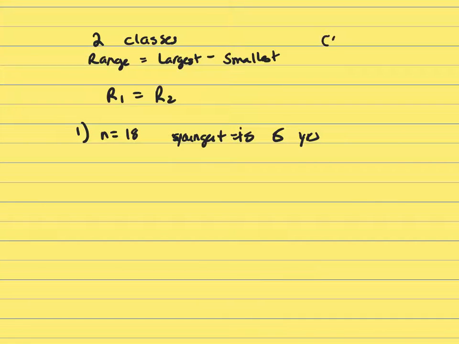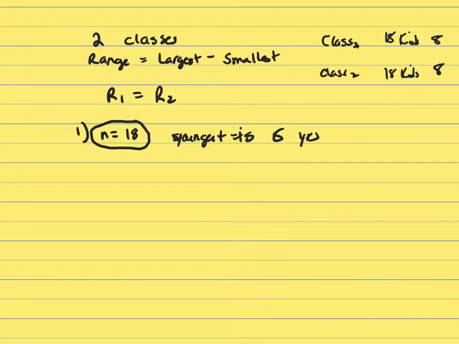So I've got these two classes, class 1 and class 2, and there's 18 kids in each. And I know the youngest is 8 years old. But I don't know what the greatest age is. So that didn't help me. The number of kids in the classroom doesn't help me find the range. The range is the largest age minus the smallest age. So clue 1 doesn't work.